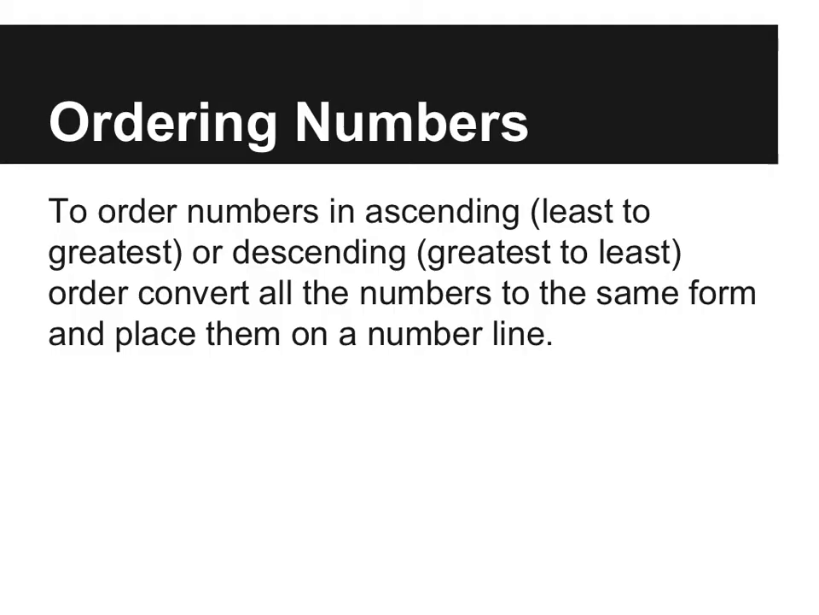if we order numbers in ascending order, that means from least to greatest. If we order numbers in descending order, that's from greatest to least. And the most efficient way to order numbers is to convert all the numbers to the same form and place them on a number line.